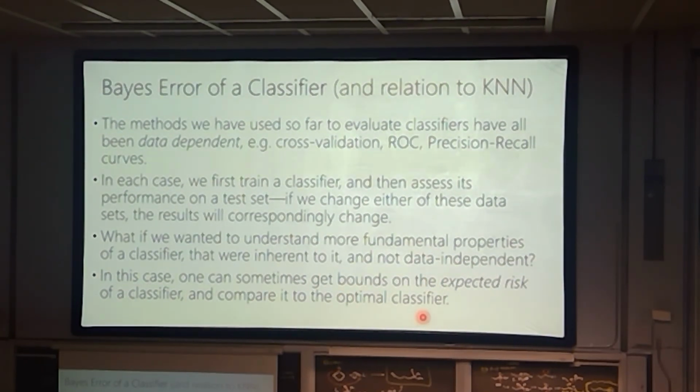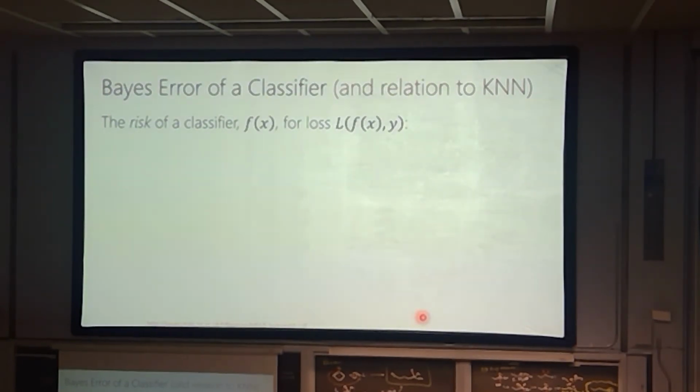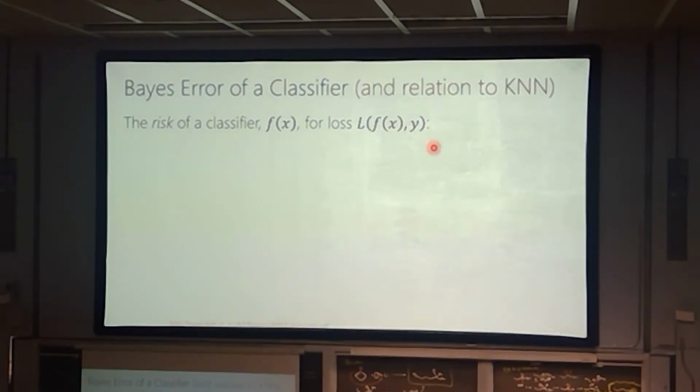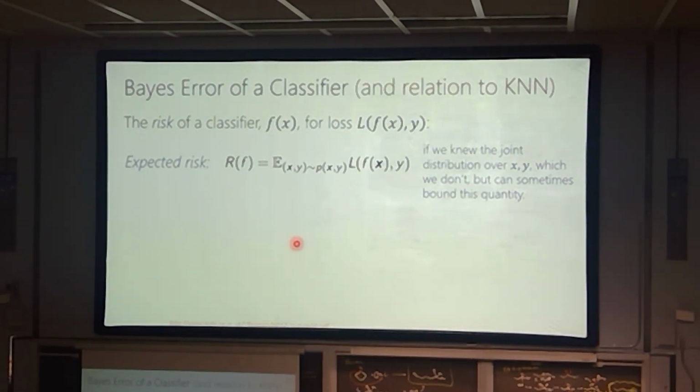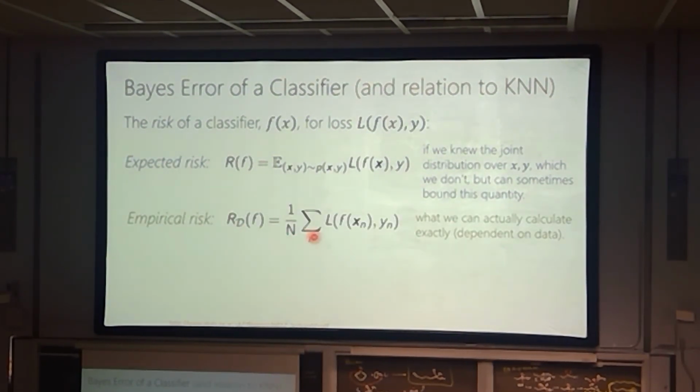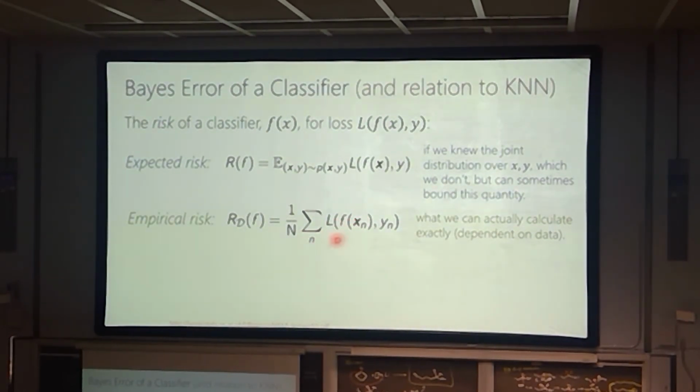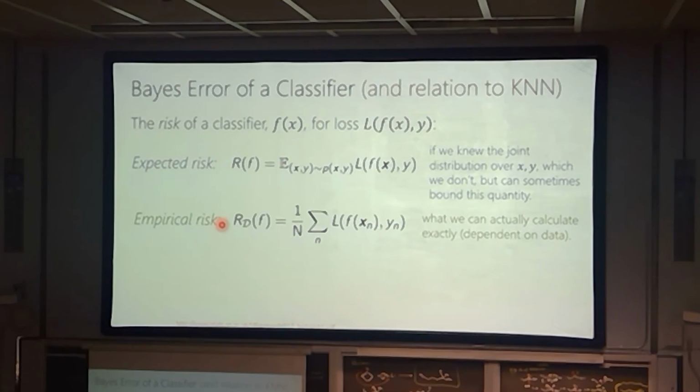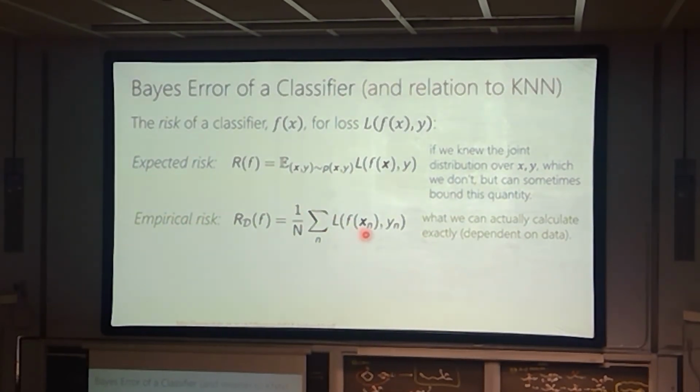And so I'm just going to give you a very brief set of slides to give you this idea of what the expected risk is and how that relates to the Bayes error of a classifier and how it fits into KNN. So the risk of a classifier, F, for the loss L, where F is the predictive model and that's the label, comes in different kinds. The empirical risk is what you're familiar with: you take your training data points, compute the loss for each point, and average it.